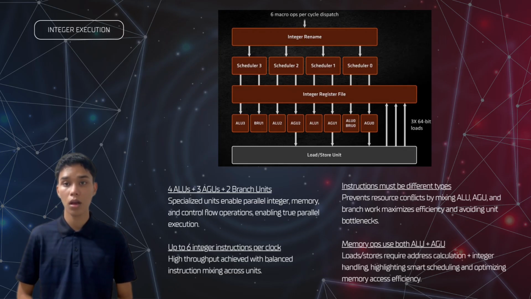But there is a condition. The instructions must be of different types to avoid bottlenecks. For example, if you just send six additions through, they will stack up at the ALU. Instead, the scheduler mixes different operations to keep all units busy. Also, memory operations like loading data are special. They use both an ALU and an AGU, one for the calculation and one for the address. This shows how important intelligent scheduling is to keep everything flowing without delay.